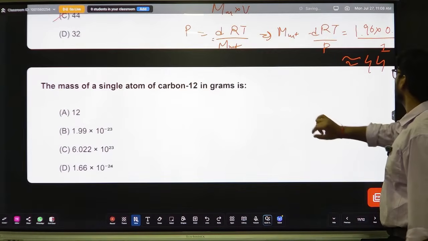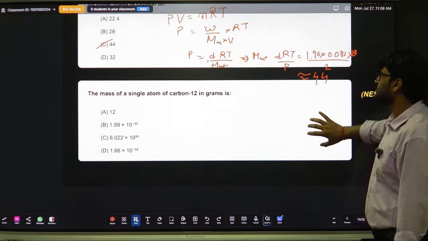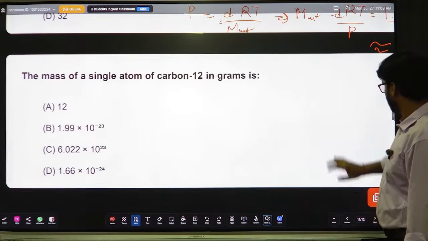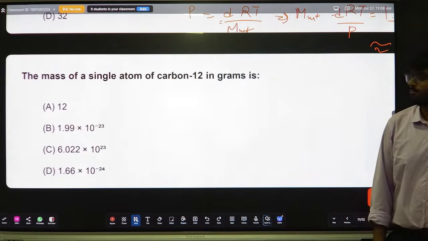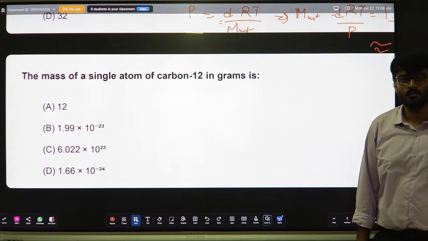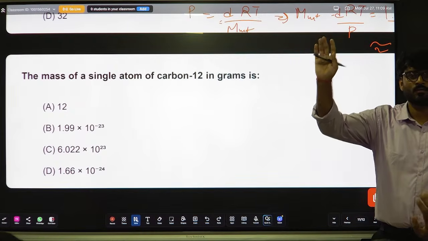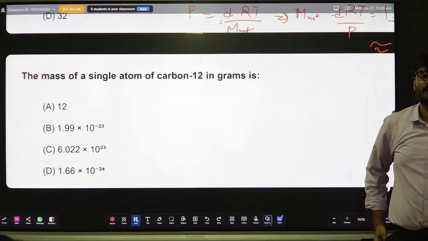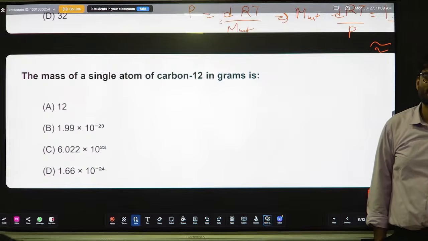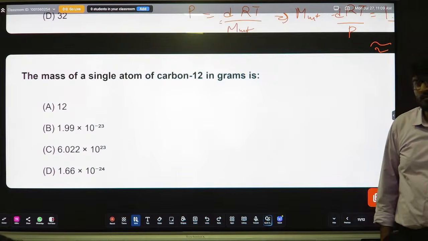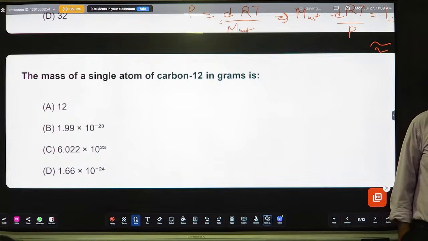Yeah, this is a good question. Quickly, the mass of a single atom of carbon 12 in grams is. Who is saying D? That is the wrong answer. I know how D came, because 1 AMU is equal to 1.66 into 10 to the power minus 24, just like you do. No, that's the wrong answer. B is the right answer.